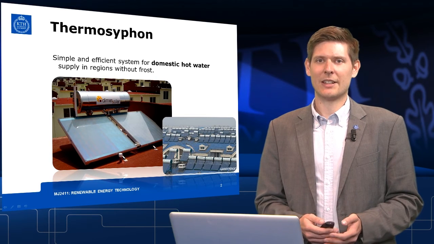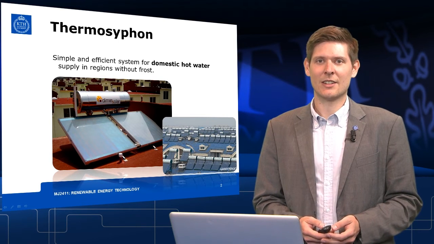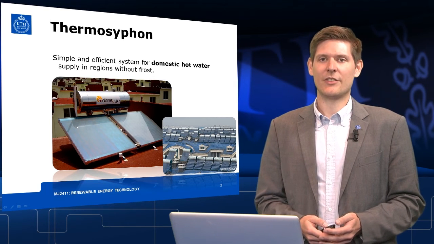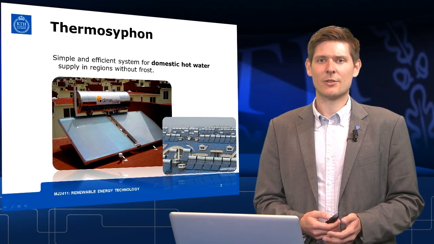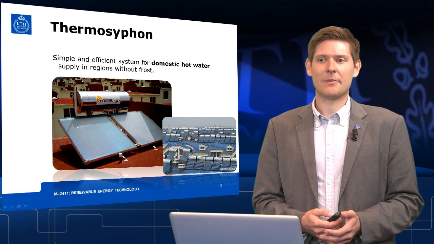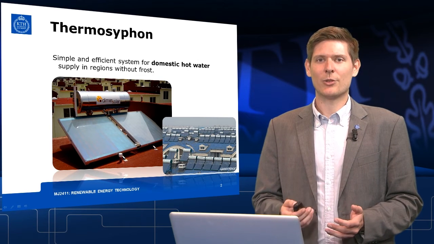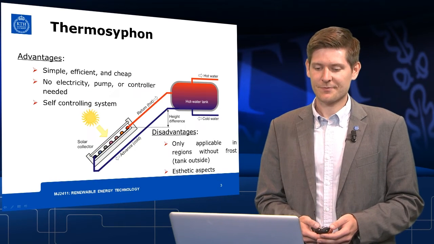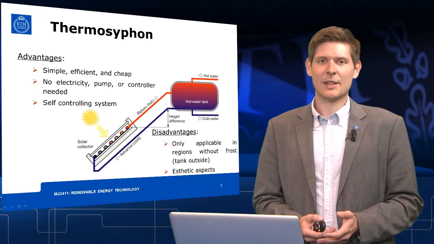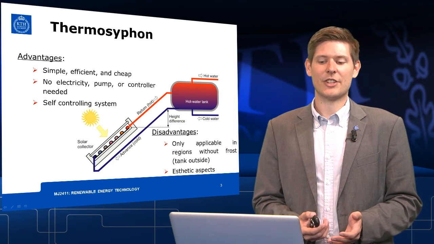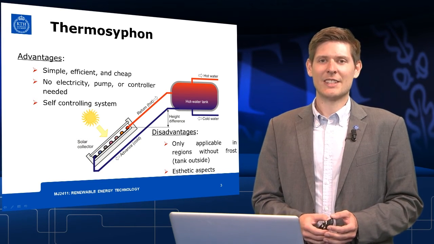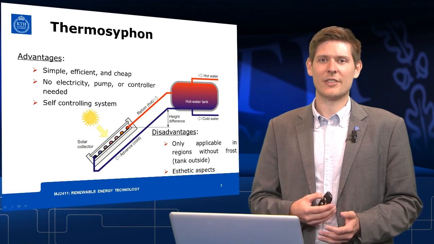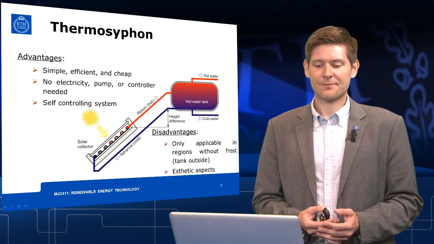I've already explained what a Thermosyphon system is in the previous video, but I'm going to repeat it quickly. It's a very simple and efficient way of using a flat plate solar collector or also a vacuum tube collector coupled to a hot water storage tank in order to produce hot water for domestic use. It is, as I said, simple, effective, and also very cheap. There is no electricity needed as the water circulates solely on the buoyancy effect of water.